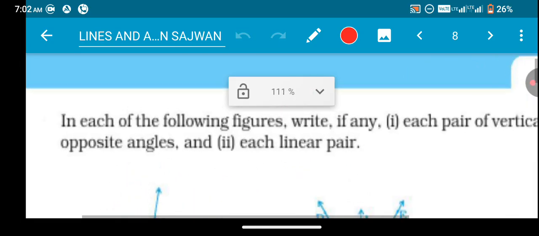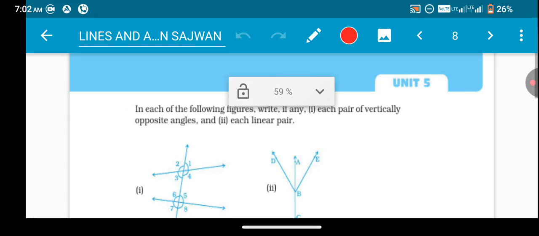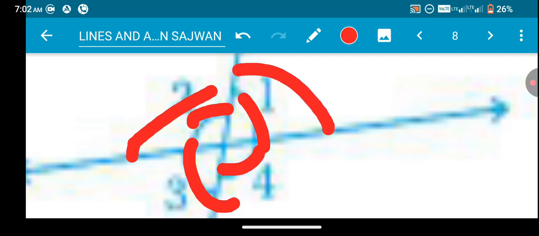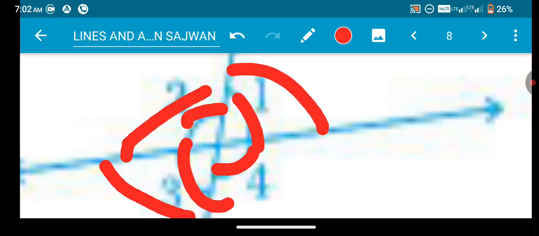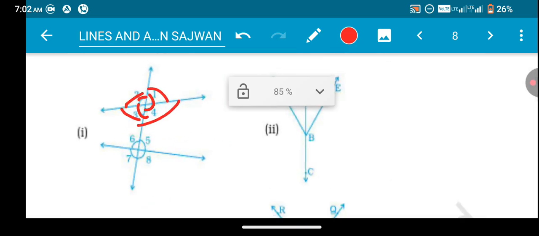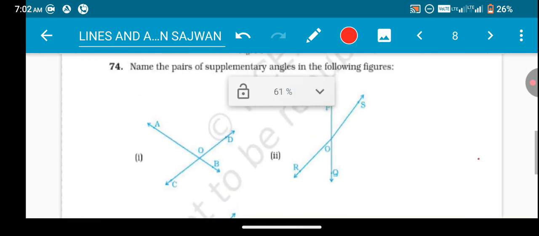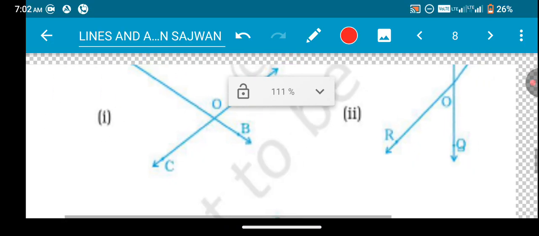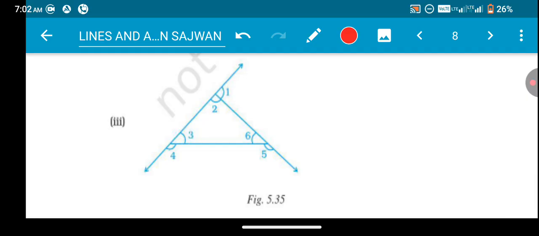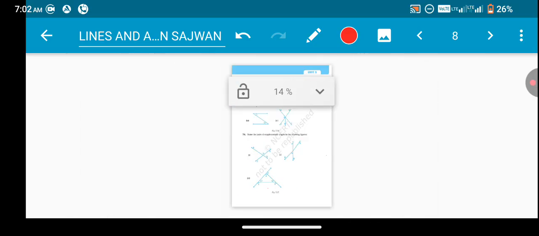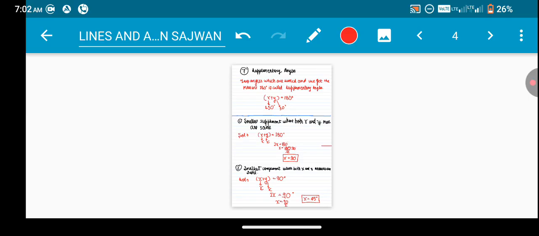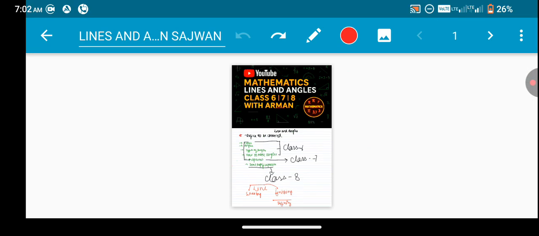This you can do. I am telling you some vertically opposite angles you have to find. These are vertically opposite angles, and these are the linear pair. Linear pair is also coming here. In this way you have to do this worksheet, and name the pair of supplementary angles: AB and CD, R and S, P and Q. RS and PQ are not given any name. In this way I have covered a class worksheet plus the full syllabus of lines and angles.